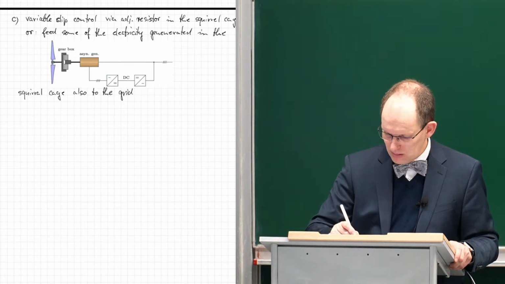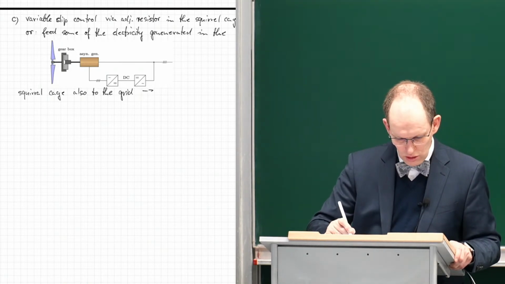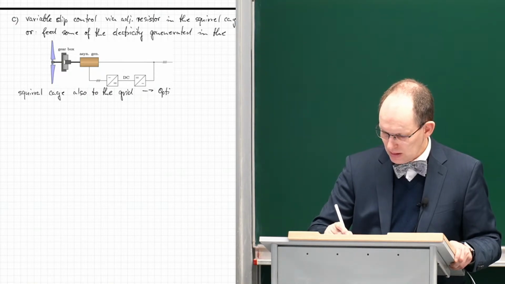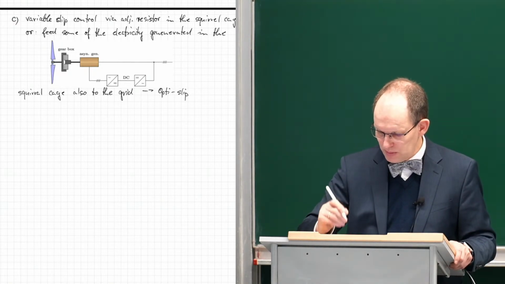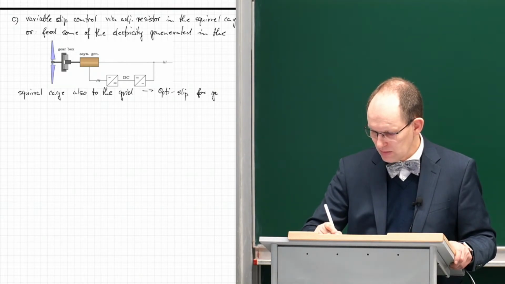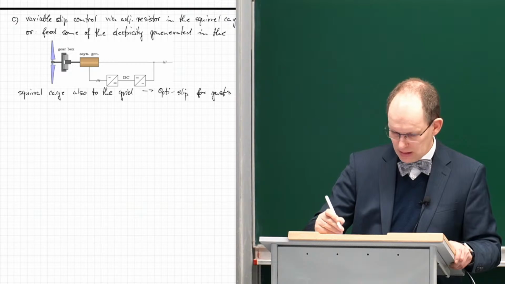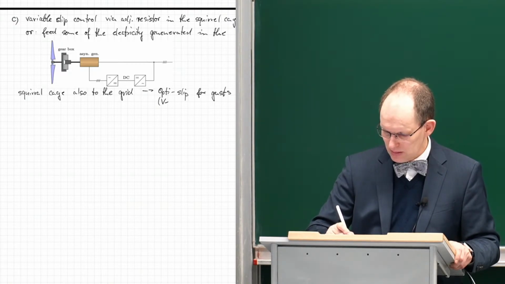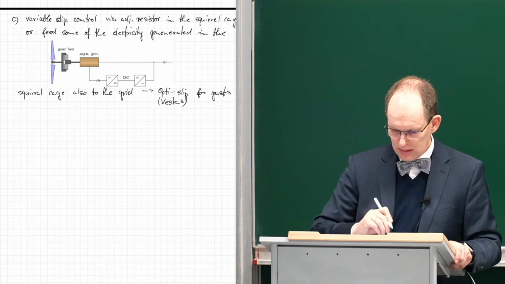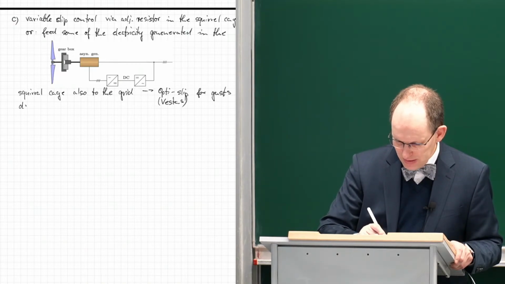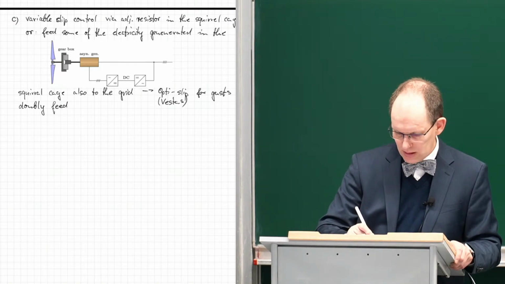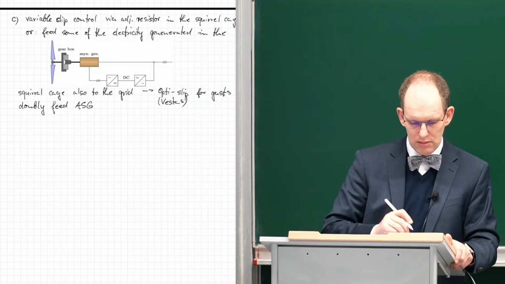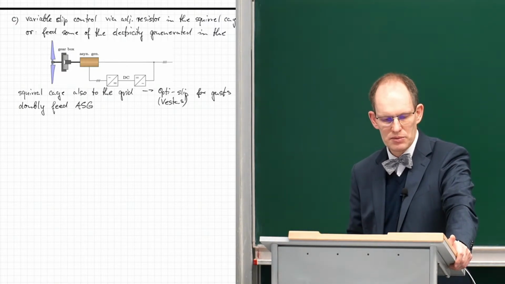Yeah, and this is then called OptiSlip. I think it's a patent, probably long expired, a patent by Vestas, OptiSlip for gust control. And it's called a doubly fed asynchronous generator. Yeah, and it's clear where this name comes from.